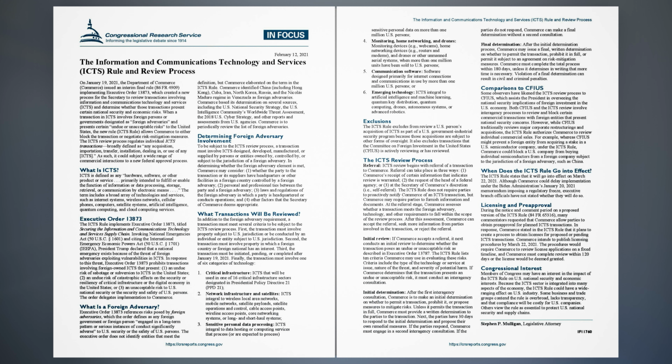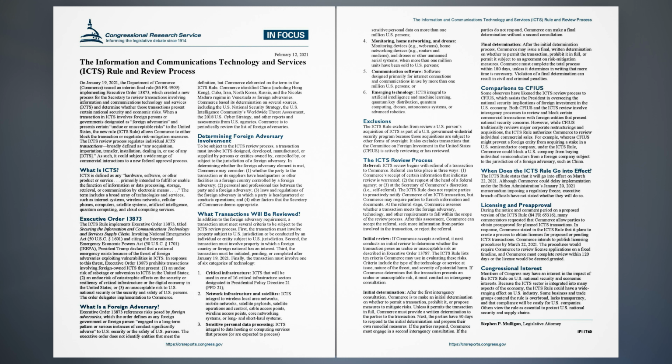Comparisons to CFIUS. Some observers have likened the ICTS review process to CFIUS, which assists the President in overseeing the national security implications of foreign investment in the U.S. economy. Both CFIUS and the ICTS review involve interagency processes to review and block certain commercial transactions with foreign entities that present national security concerns. However, while CFIUS traditionally reviews major corporate restructurings and acquisitions, the ICTS rule authorizes Commerce to review individual commercial sales.